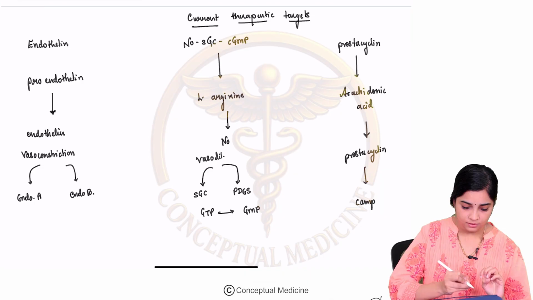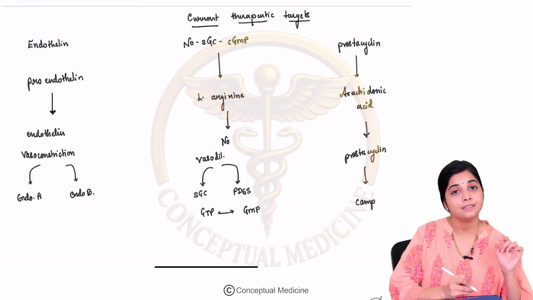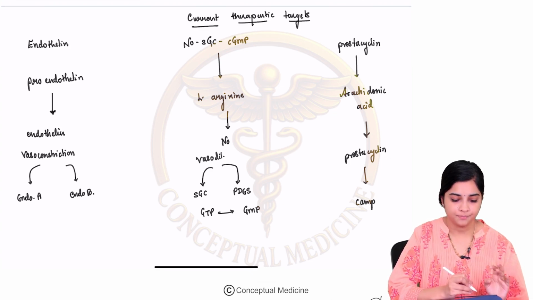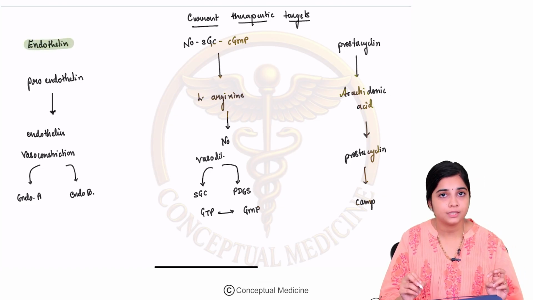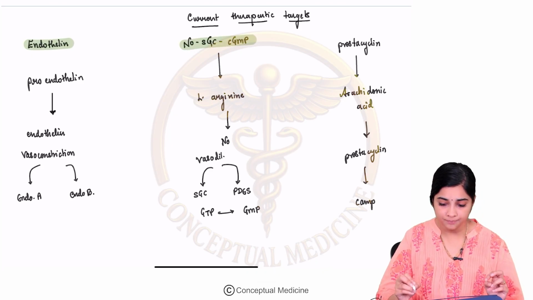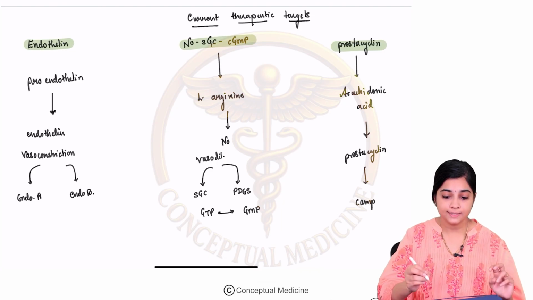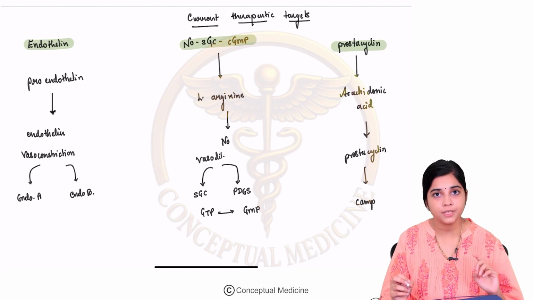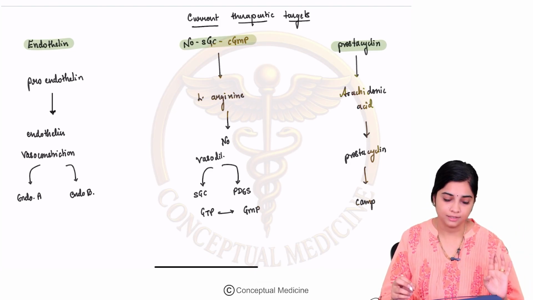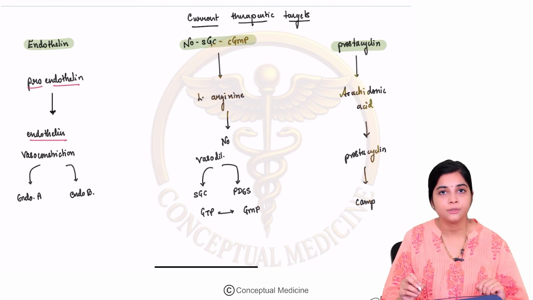There are three pathways that we should know which are involved in the pathobiology, and we are targeting exactly these three pathways to improve the quality of life in pulmonary hypertension. The first pathway is your endothelin pathway, the second pathway is your nitric oxide cyclic GMP pathway, and the third pathway is your prostacyclin pathway. These are the three major pathways which we should be aware of because we have therapeutic targets to these three pathways currently.